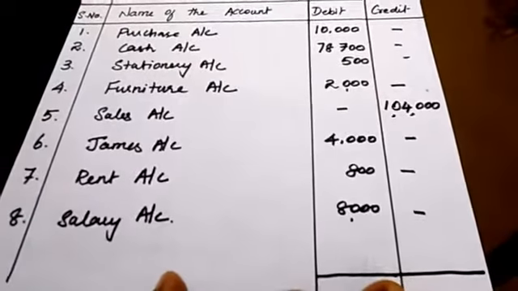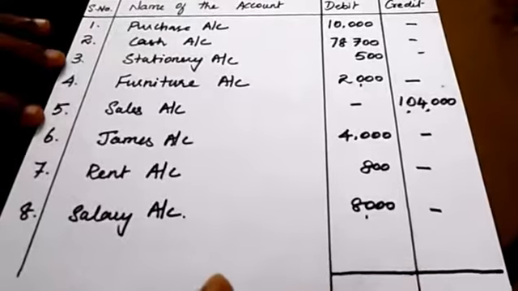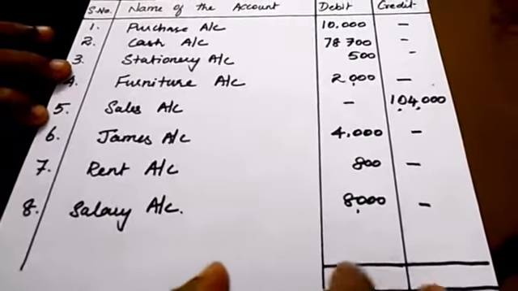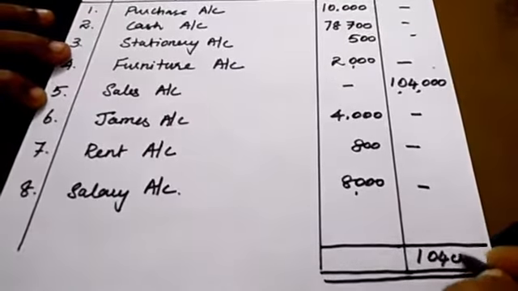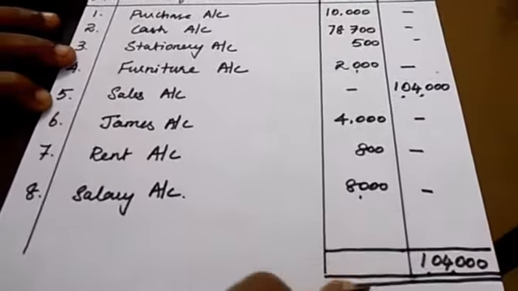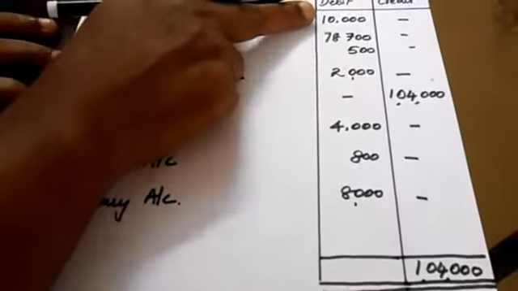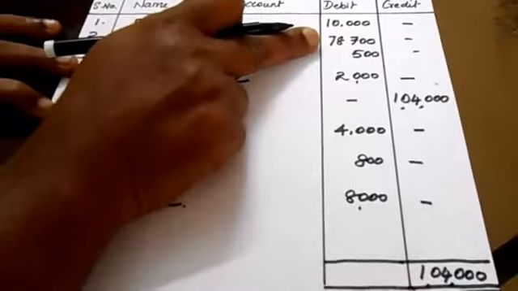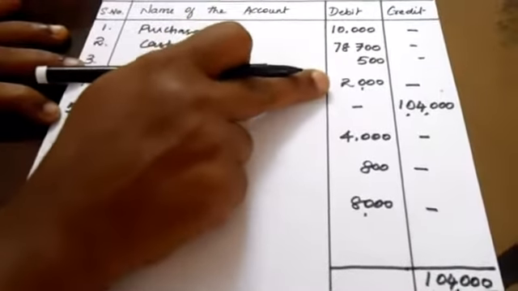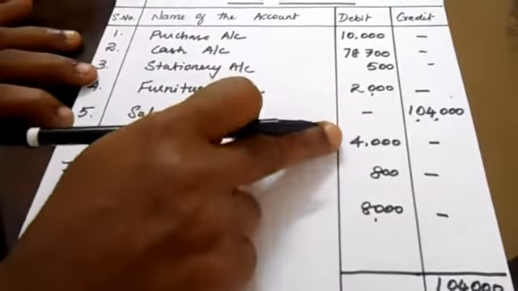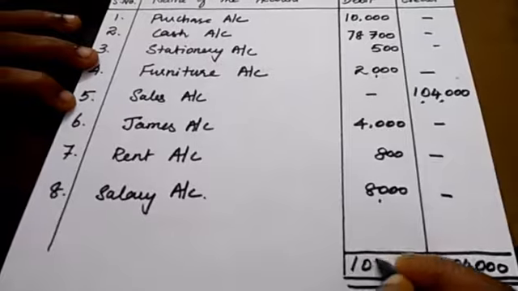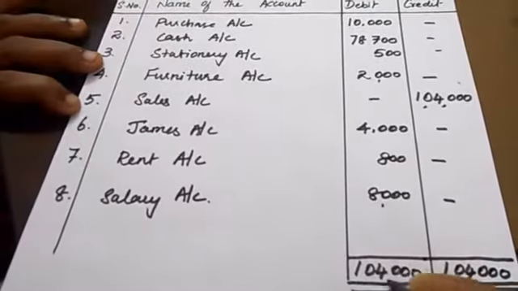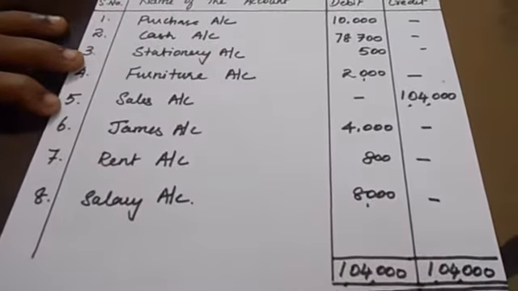But basically, if you didn't make any mistakes, you will get the equal amount on both the debit side as well as the credit side. So the credit side is how much? 1,04,000. Enter that amount. And on the debit side, just take the total. 10,000 plus 78,700 plus 500 plus 2,000 plus 4,000 plus 800 plus 8,000. How much? 1,04,000. Trial balance always gets an equal amount.